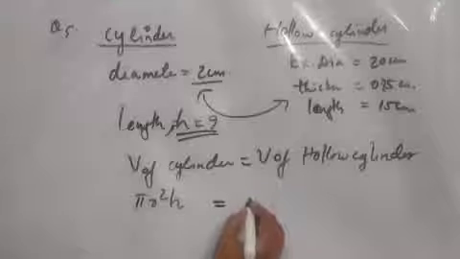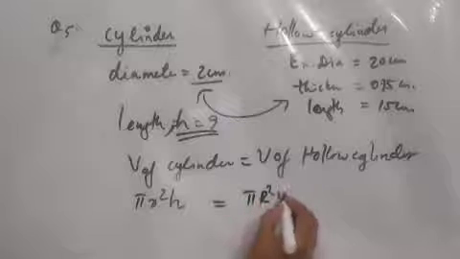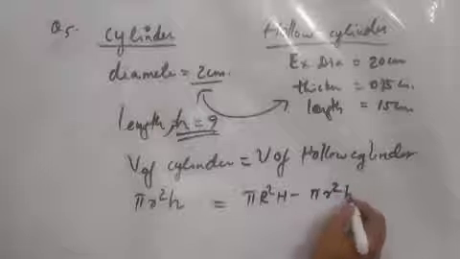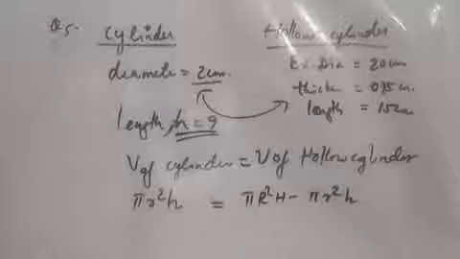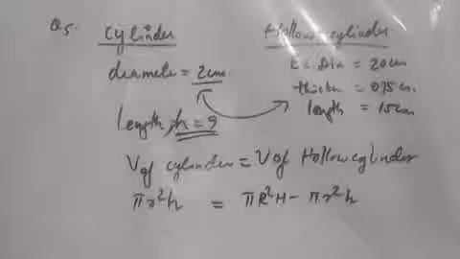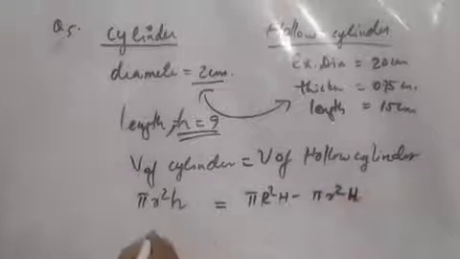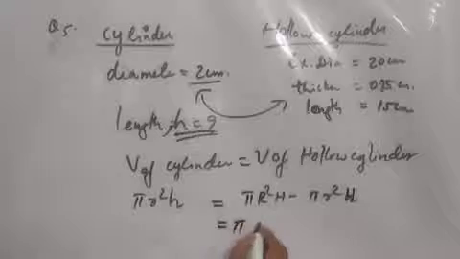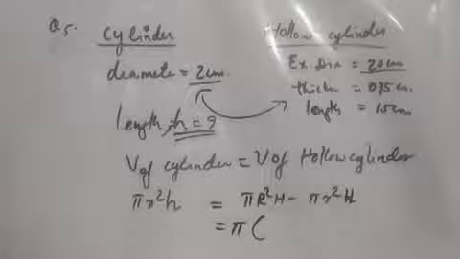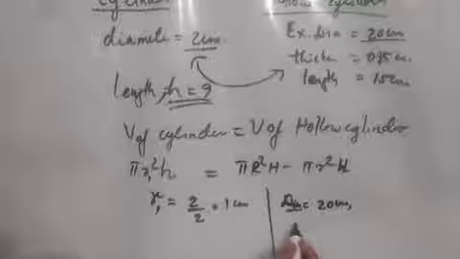Volume of hollow cylinder, we know that pi r square h minus pi r square h. That is the volume of hollow cylinder. We can apply this formula to find it. That's equal to, we can see that pi is common, r square. What is the external diameter here? External diameter is 20. Diameter of hollow cylinder is 20 centimeter, external diameter.